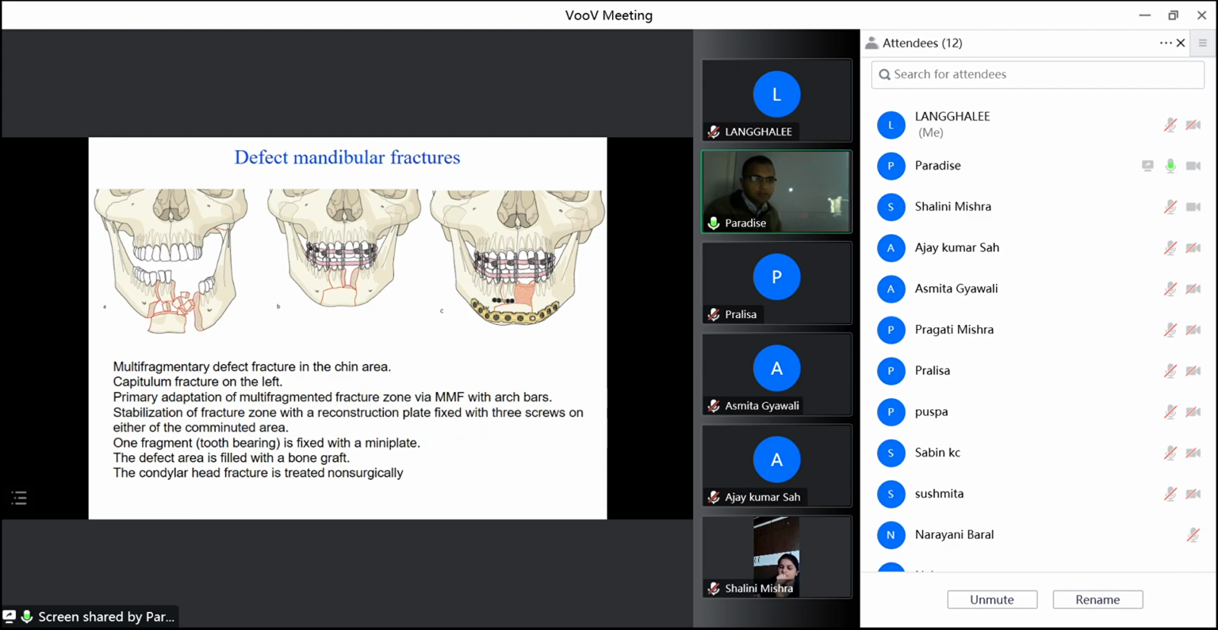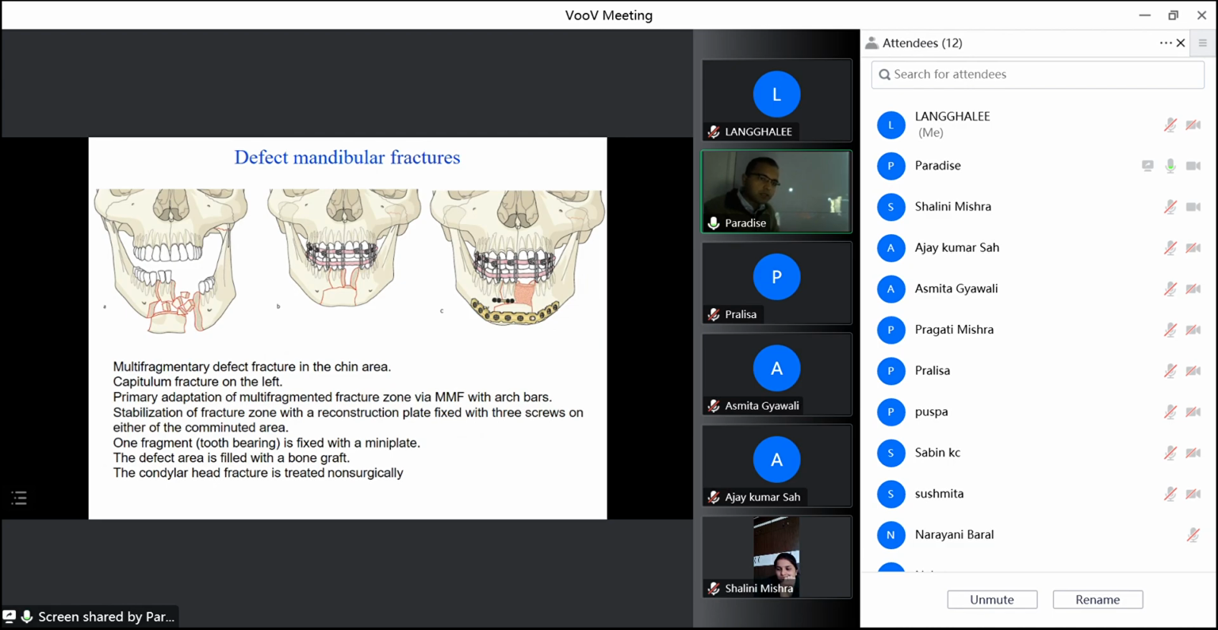Defect mandibular fracture. If some bone loss is there, it is a continuity defect. And defect is usually present in case of treatment of pathology. If you are removing some ameloblastoma or some tumor, in such cases you have to remove the whole of the tumor area. In such cases, most of the time we create some defect.